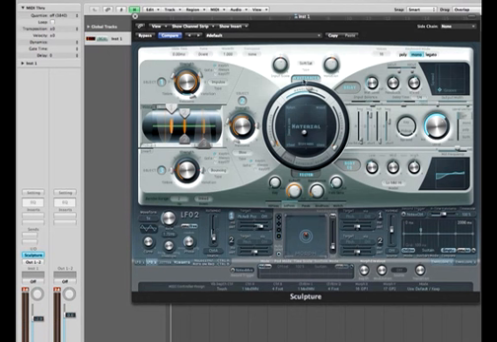So the global controls at the top, again, can have a significant bearing on your sound. They're definitely worth knowing about.